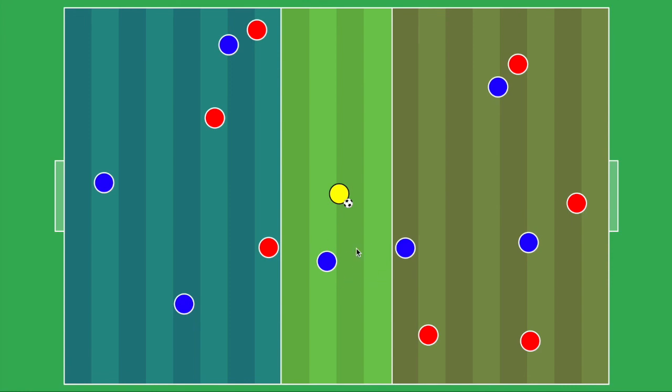This encourages holding onto the ball in possession because you have a safe area where you can always play to. So this drill focuses on controlling the ball through possession, dropping in between the lines to receive the ball, and also switching fields from side to side to try to find an overload.